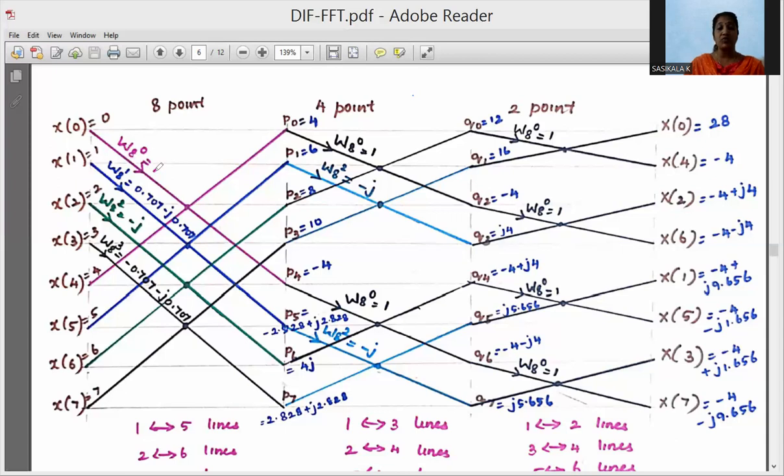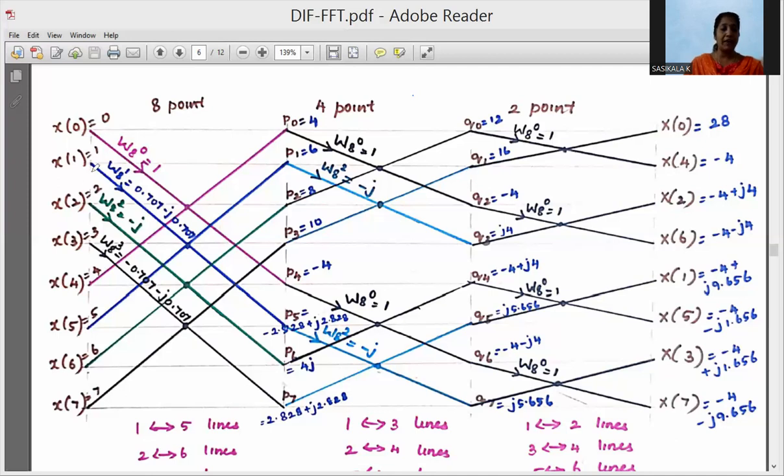W8 power 0, whose value is 1. So always represent the twiddle factor's value also. Okay, so for the 8 point, you have to consider all the 8 inputs. So here the first butterfly is drawn by connecting the first and 5th line, and the first twiddle factor is W8 power 0, which is 1.